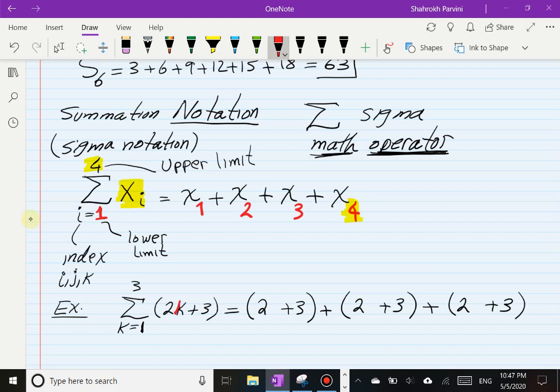And then k in here, right? k starts with 1, then 2, then 3. See how that works? And then do the arithmetic. 2 times 1 is 2, plus 3 is 5. 4 plus 3 is 7. 6 plus 3 is 9. There you go, that's all that is. The total is 21. So we just evaluated the sum. That's all sigma is. When we write them out, this is what they are. It's pretty easy to write them out.